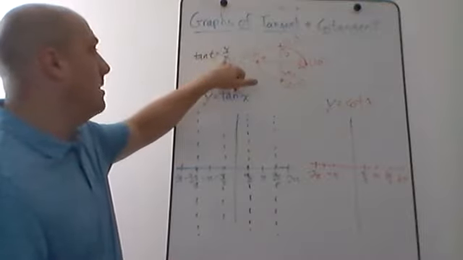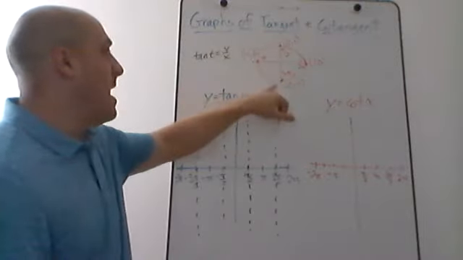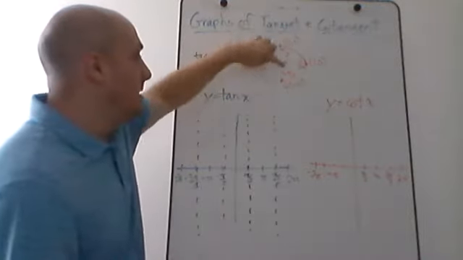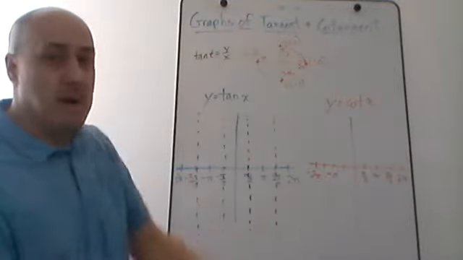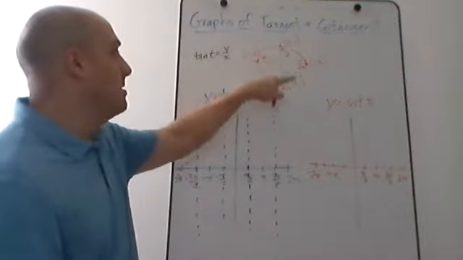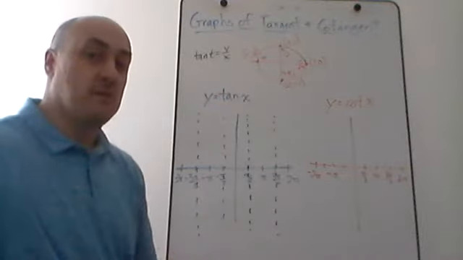Tangent is the y-coordinate over the x-coordinate. So wherever my x-coordinate equals 0, which is at the top and the bottom of the unit circle, that's where my function doesn't exist. That's where I get my asymptotes at pi over 2 and 3 pi over 2, and then every other pi over 2.